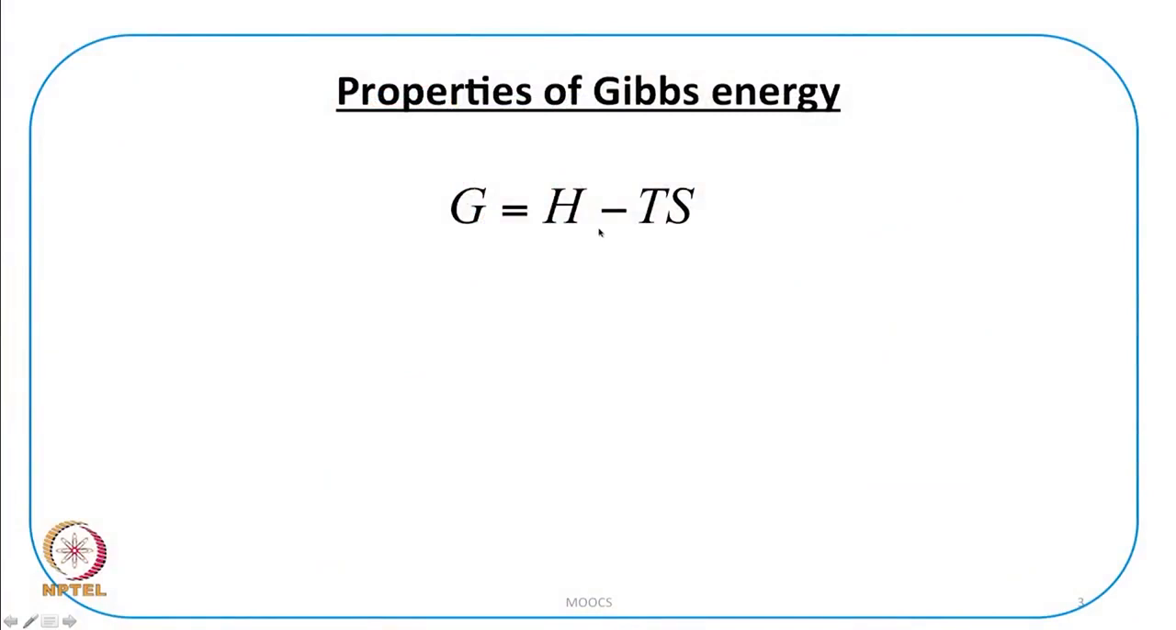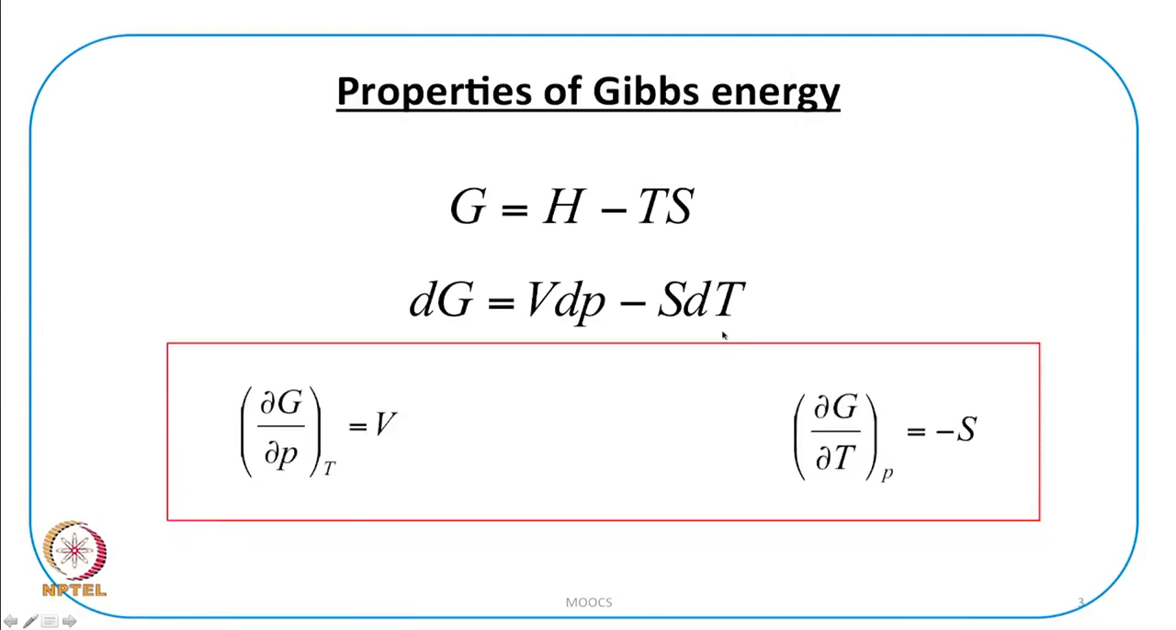We define the Gibbs function or Gibbs free energy by G equal to H minus TS. And we have just derived, while deriving the Maxwell relations, that dG is equal to VdP minus SdT. From this relation, now I can derive two more relations. One when I fix the pressure constant, and second when I fix the temperature constant. Let us take a look at those.